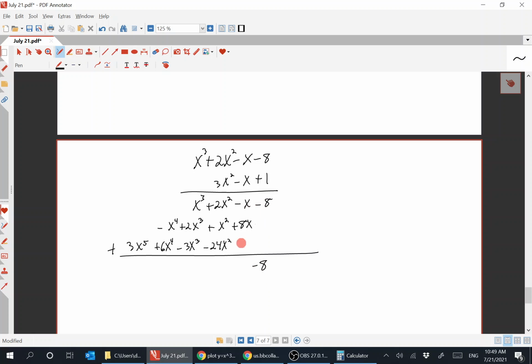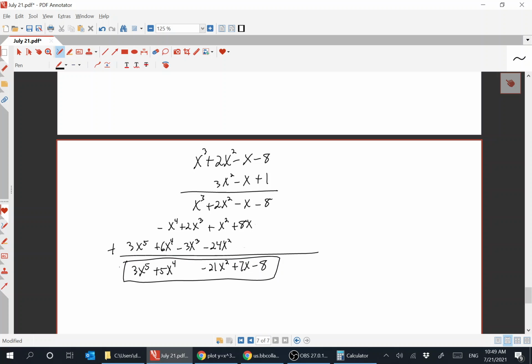So this is minus 8 plus 7x, and then 2 plus 1 minus 24, so it's minus 21x squared. And then 1 plus 2 minus 3 plus 0x to the third, so I'll just leave it out. Plus 5x to the fourth plus 3x to the fifth. And that's the product right there.